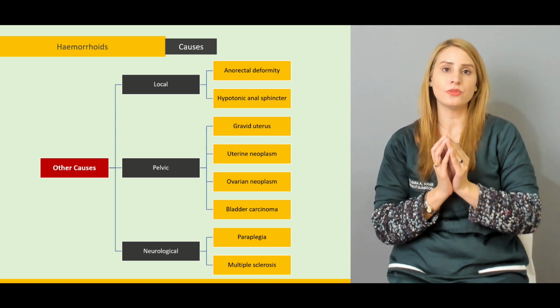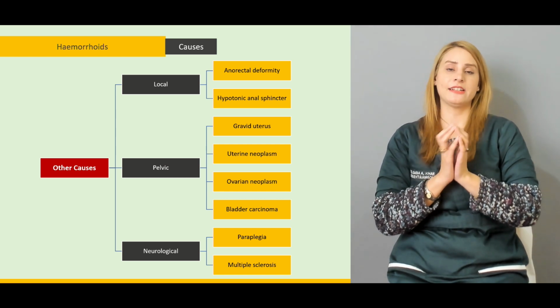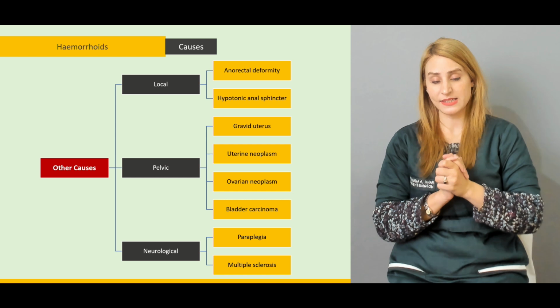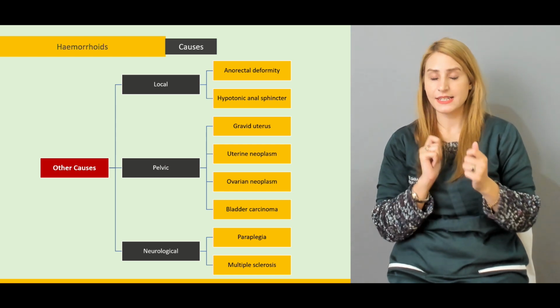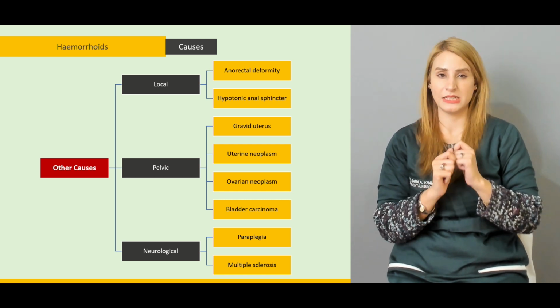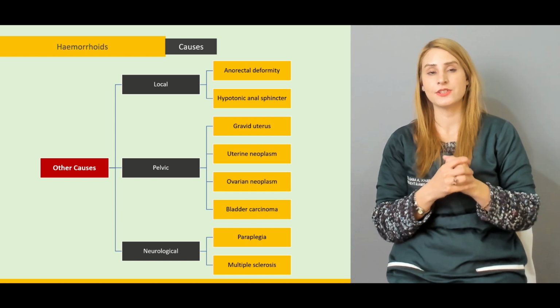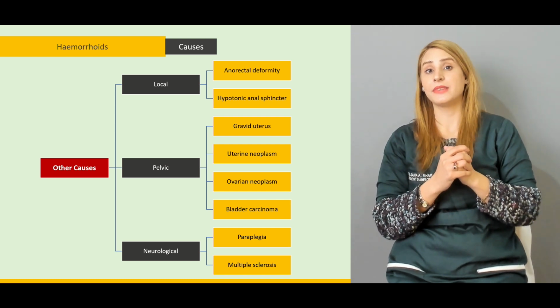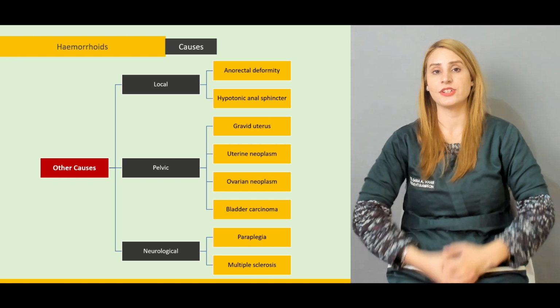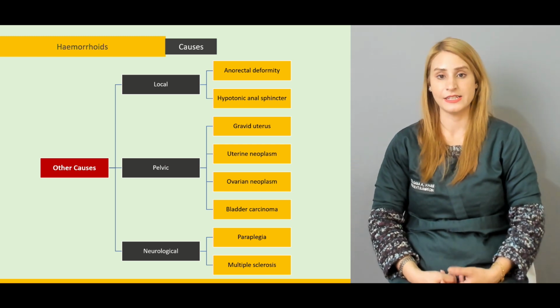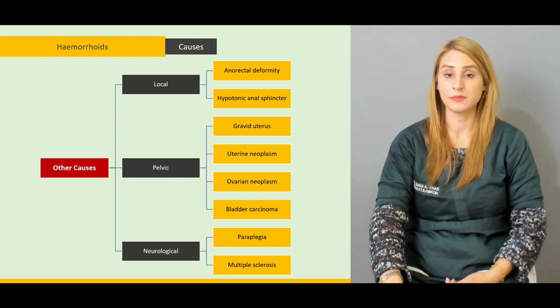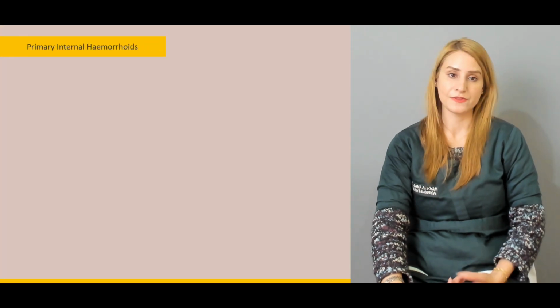It's actually, we know that the anal canal is being supplied by the sacral plexus. So if there is some kind of destruction to the sacral plexus, that can actually lead, the paraplegia can lead to the hemorrhoids, and there can be the multiple sclerosis as well.